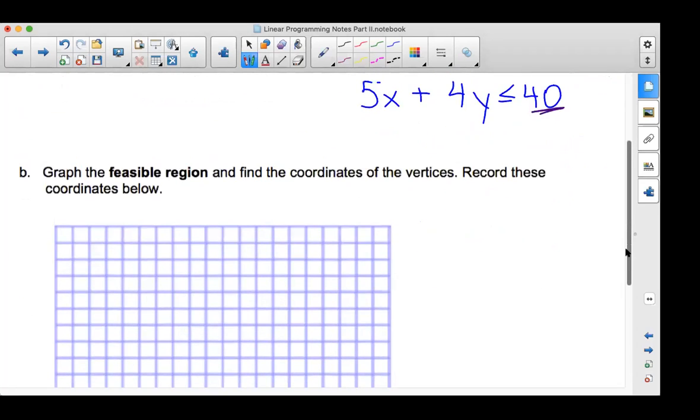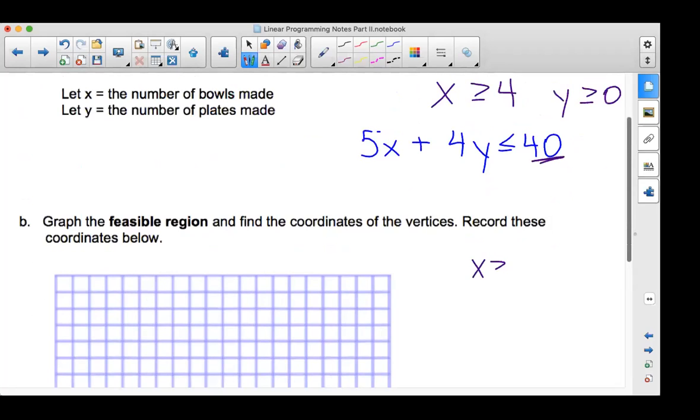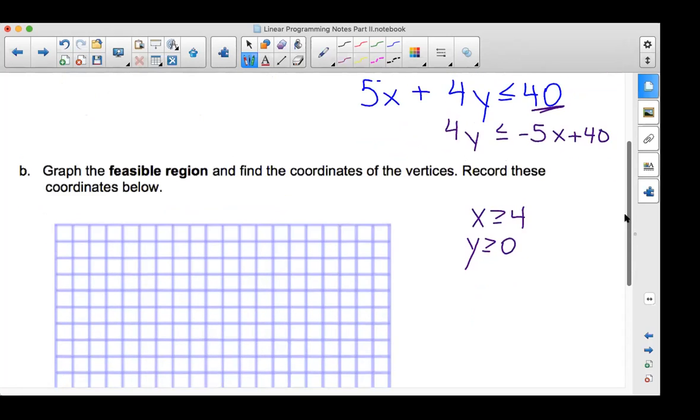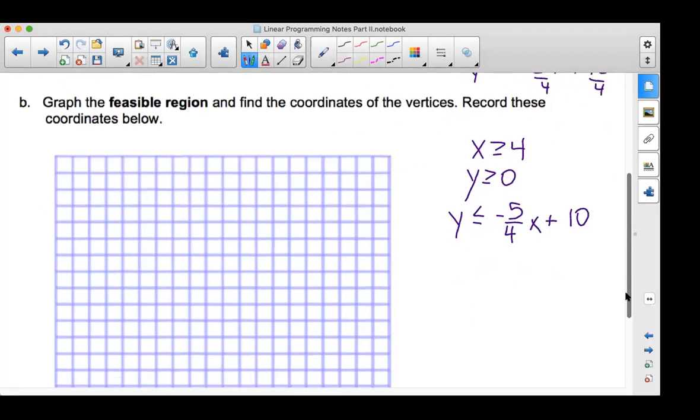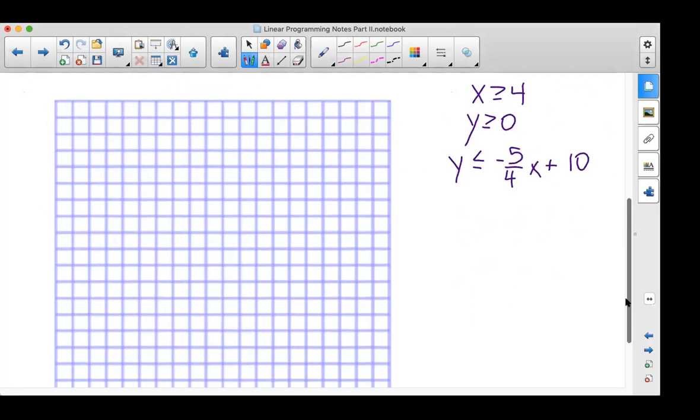So see if you can try and finish up this problem graphing these 4 inequalities. Again, the x is greater than or equal to 4 because they gave us a restriction on the number of bowls that we have to make. Y is greater than or equal to 0. I can't make a negative amount of plates. And then that last one, solving. Get the y by itself, take the 5 to the other side, and then divide by 4. This one only goes up to 10, so we probably can just count by ones because this is a big graph.